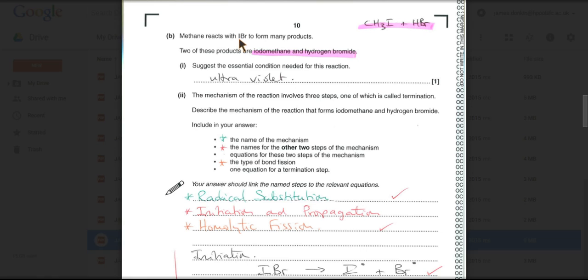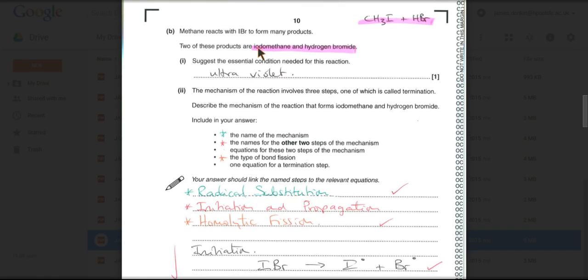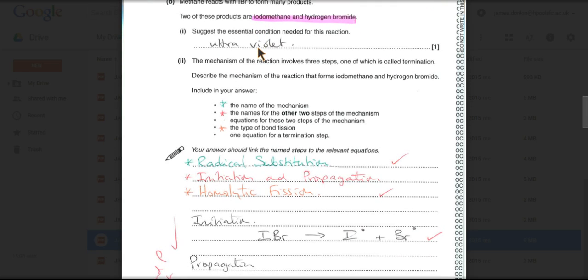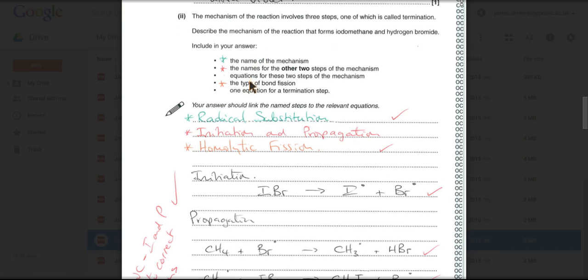And this is very similar to chlorine, it's two halogens covalently bonded together. So all the time just be thinking, well, I've got this in my notes, so maybe it does that. And of course it will do. The mechanism of the reaction involves 3 steps, one of which is called termination. So we've got to describe the mechanism and include these various points in our answer.